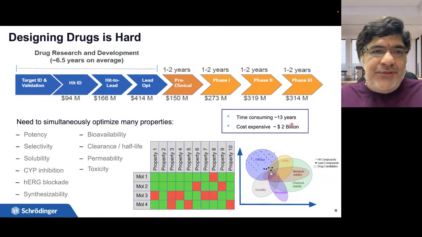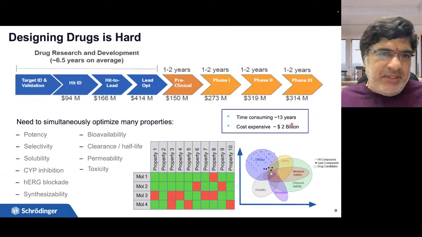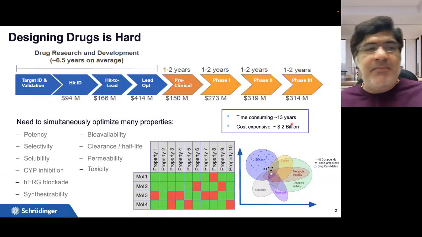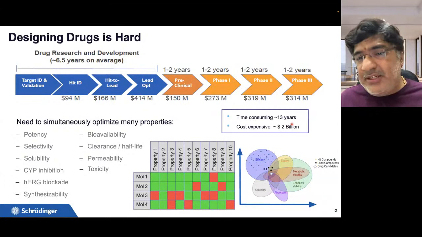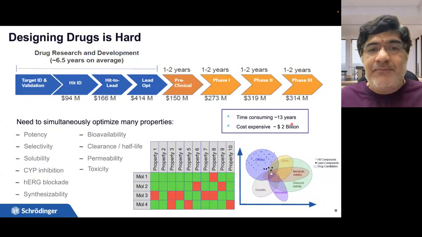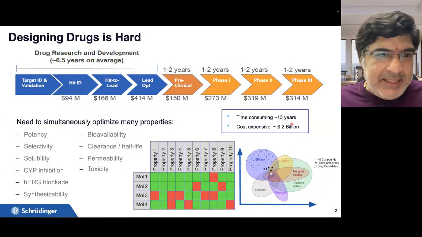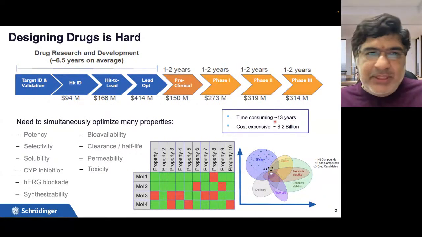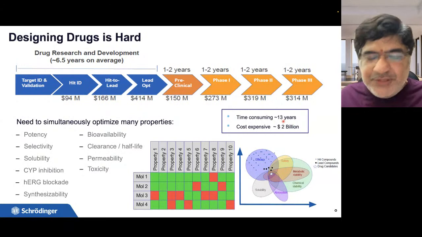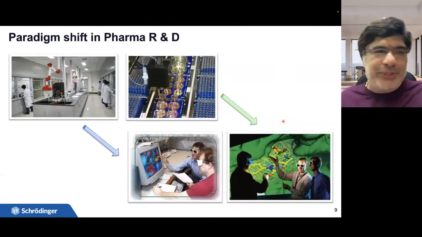So is there a way you could cut short this? So about 5,000 to 6,000 molecules are synthesized, tested. So can you reduce that number of molecules required to be synthesized, or can you cut down the time so that the expense would reduce? And that is what the computational tools could do.